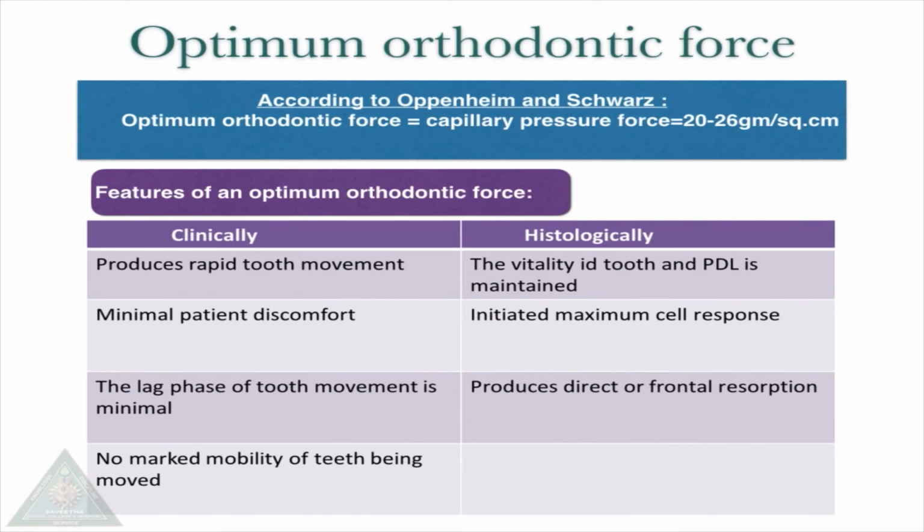Optimum orthodontic force. According to Oppenheim and Schwartz, optimum orthodontic force is equal to the capillary pressure, which is equal to 20 to 26 grams per square centimeter. Features of an optimum orthodontic force. Clinically, optimum orthodontic force produces rapid tooth movement, minimal patient discomfort, the lag phase of tooth movement is minimal, and there is no marked mobility of the teeth being moved.